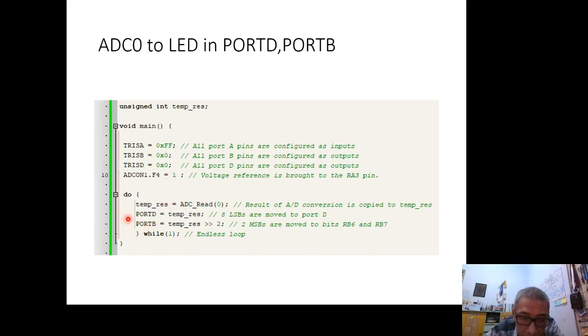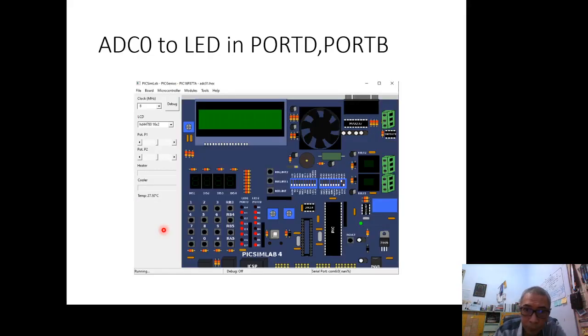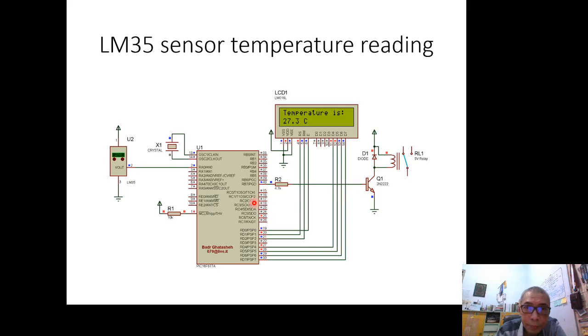So what we have here is sending the reading of the ADC using port D, and we have to send the 2 extra bits, because it is 10 bits, on port B. So this is the result, and we can use this potentiometer to simulate the analog device.